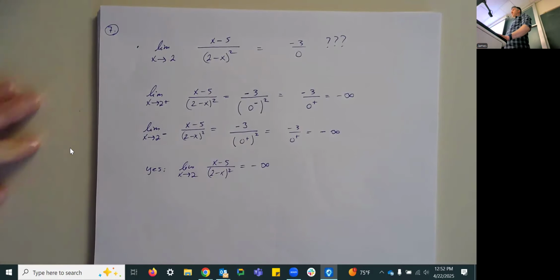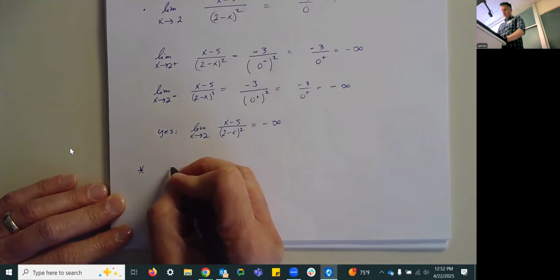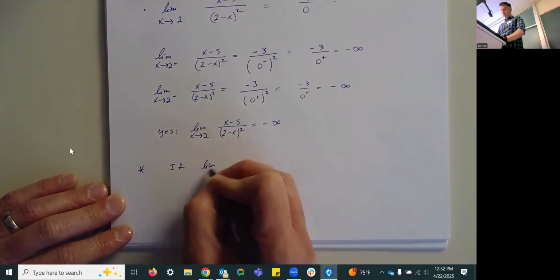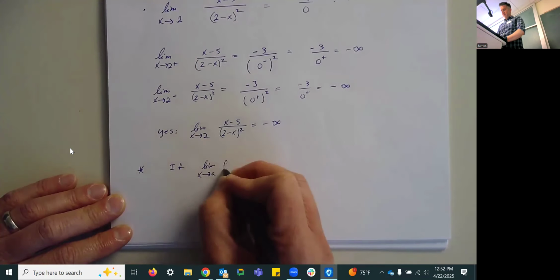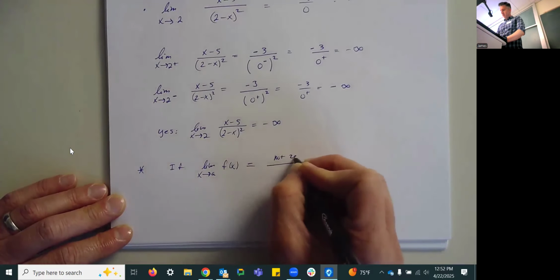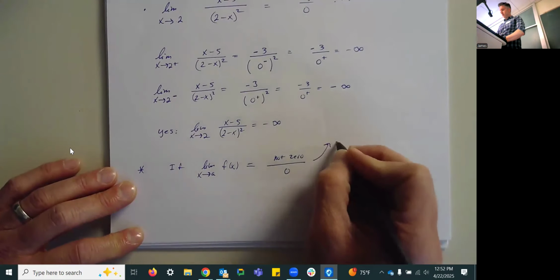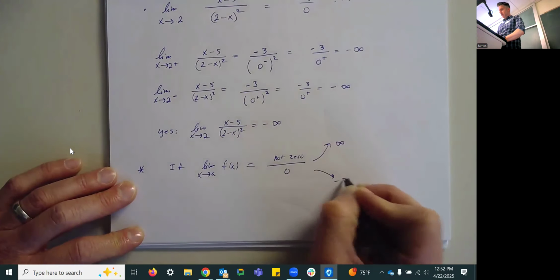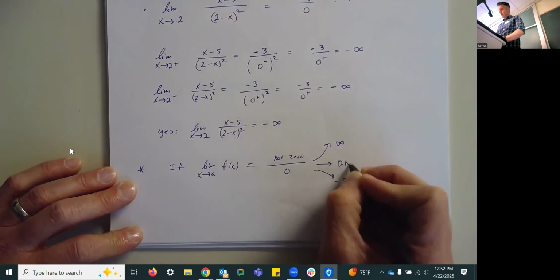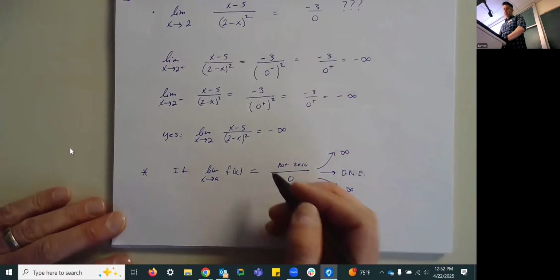What else? That's really all there is to limits where you have not 0 divided by 0. So I'll just point out, if you have the limit as x approaches a of some f of x, and it ends up being a not-zero divided by zero, you plug it in, there's only three options: infinity, negative infinity, or does not exist. Those are the only things that can happen. One more example for you.